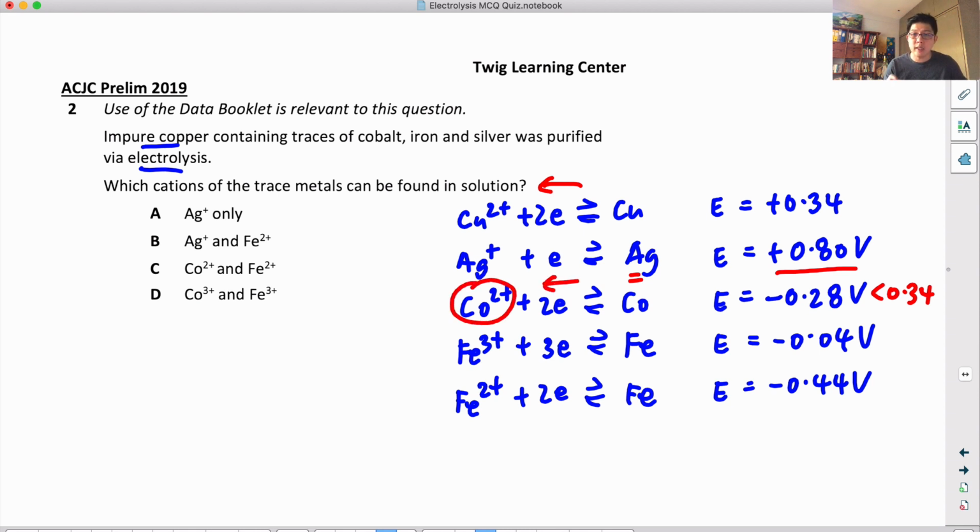For iron, it can be oxidized to 3+ or 2+, but the one that you choose must be more negative. If you compare these two values, iron will be preferentially oxidized to Fe2+. Why? Because the value here is more negative. The more negative it is, the more easily it can be oxidized. So I would say that you will end up getting Fe2+. So this answer will be C.